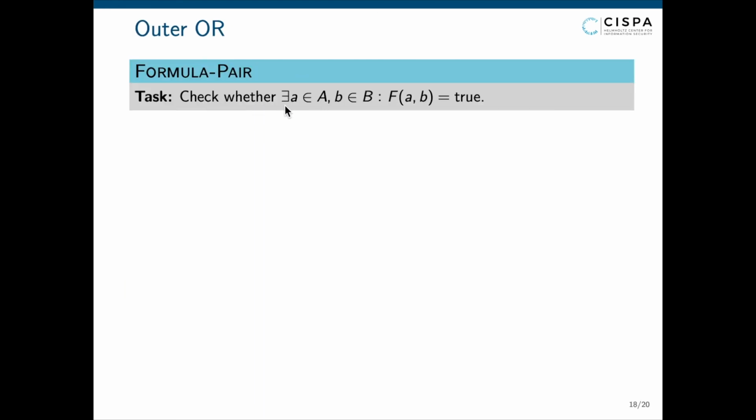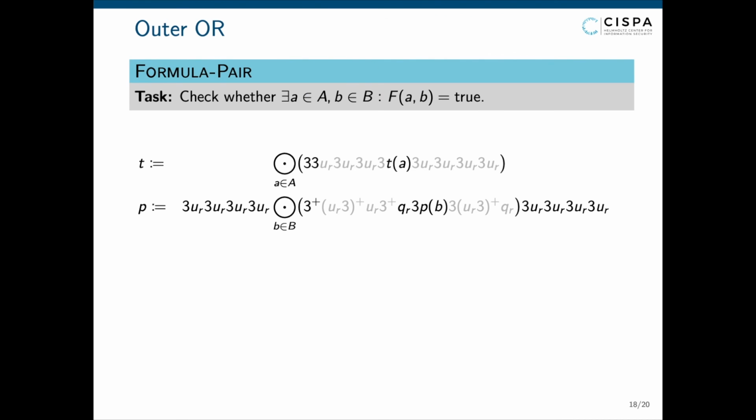Recall we want to encode this formula here. We want to check whether there's an A and a B satisfying the formula. And what we have seen already is how we do the check for two given half assignments. So it remains to choose this A and a B. And this is what we do in the following.